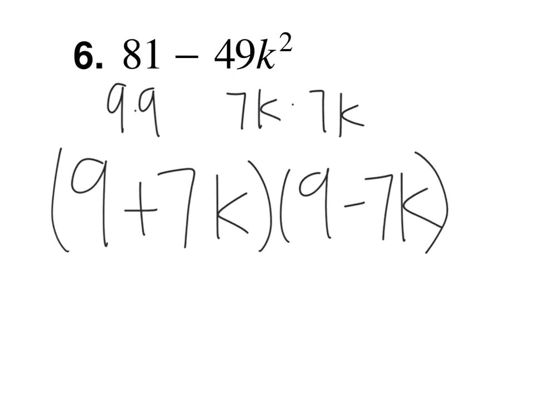Problem 6. 81 minus 49k squared became 9 plus 7k times 9 minus 7k, because 9 times 9 gave us our 81, so that's where these 9s came from. And the 7k's came because 7k times 7k is 49k squared.